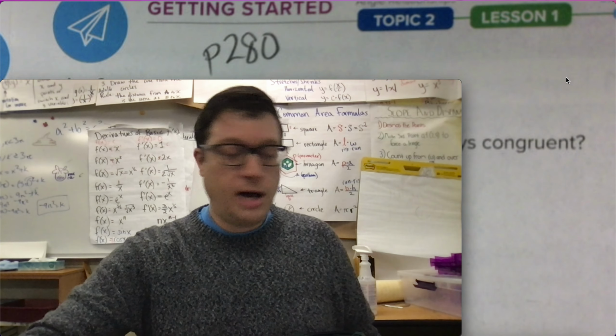Have something to write with. Have a straight edge, have a ruler, have some highlighters, even some colored pencils, things that you're going to need in order to be successful for following along with this lesson, with this video.